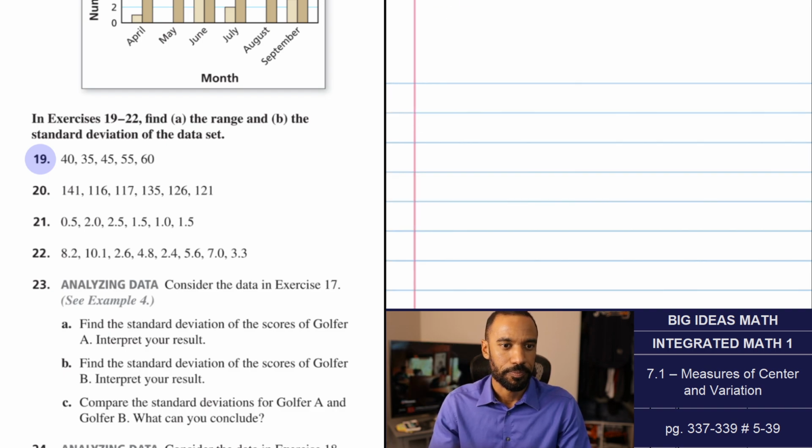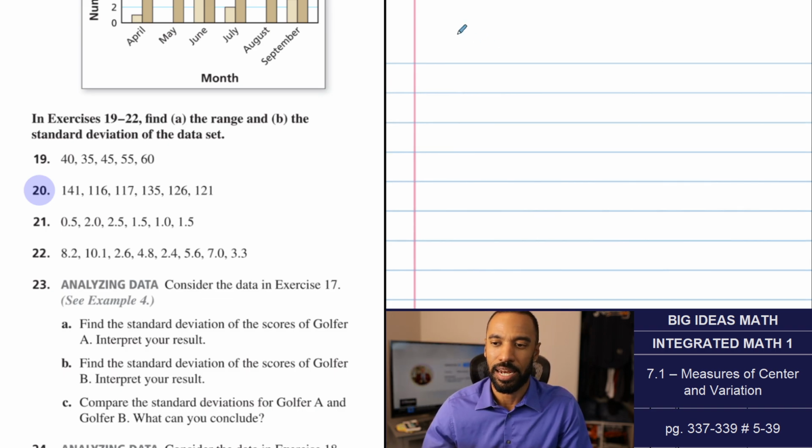All right, number 20. Now I get to speed up as I go, given that things work cleanly in our favor. Because these numbers are larger, I don't know if it's going to be faster or slower. And there are more numbers.